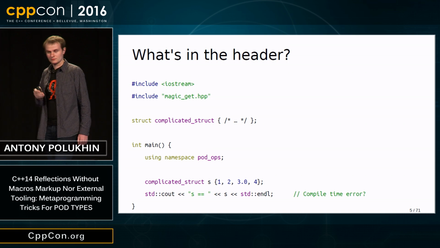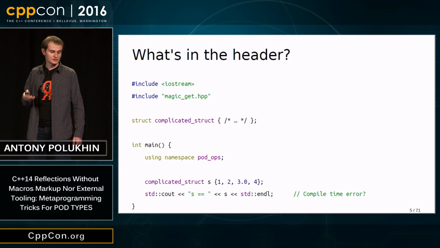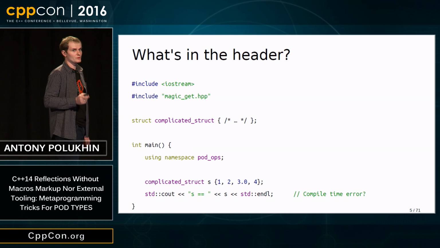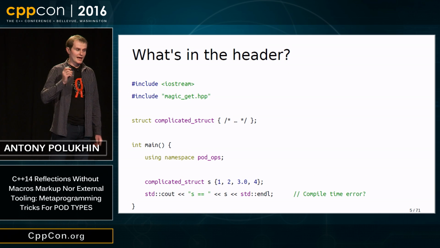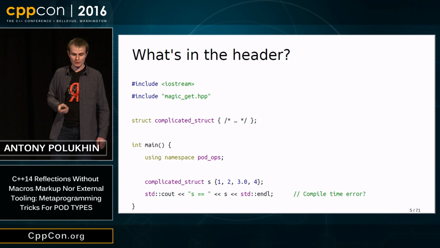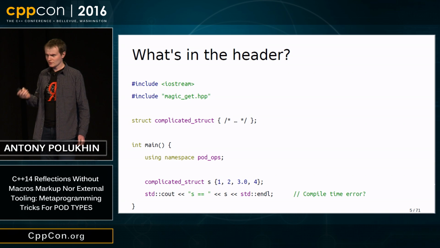We can go back, change names of the fields, change the name of the structure, change values. The code will continue to compile, and it will correctly output the content of the variable. So, how does it work?